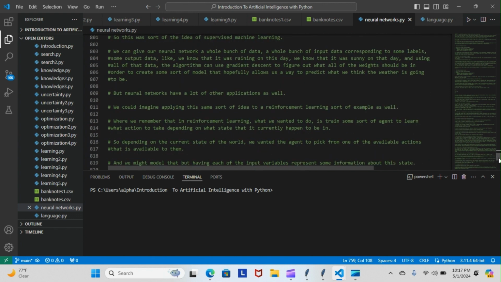So this was the idea of supervised machine learning. We can give our neural network a whole bunch of input data corresponding to some labels, some output data, like we know that it was raining on this day, we know that it was sunny on that day, and using all of that data, the algorithm can use gradient descent to figure out what all the weights should be in order to create some sort of model that hopefully allows us a way to predict what we think the weather is going to be.